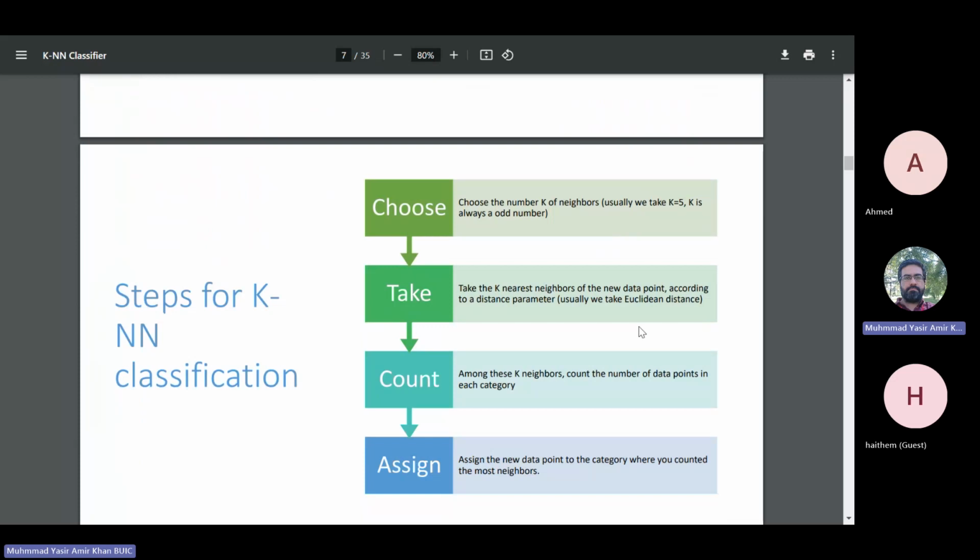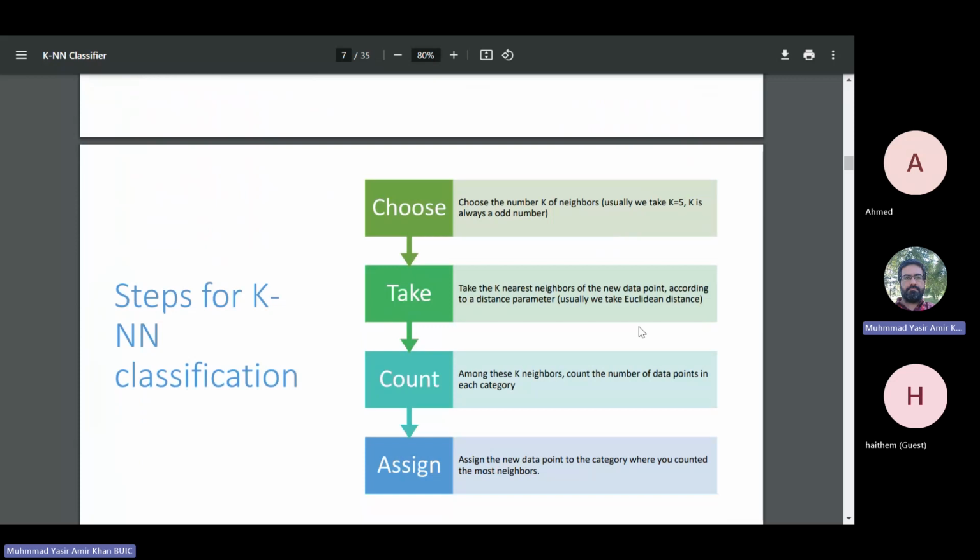The next step is to assign the new data point to the category where you counted the most neighbors. So what you did was count the neighbors of the data point, and the neighbors fell into categories. Suppose most of them fell into one category, and a lesser number fell into the other category. Then you will say that this new data point must belong to that first category.